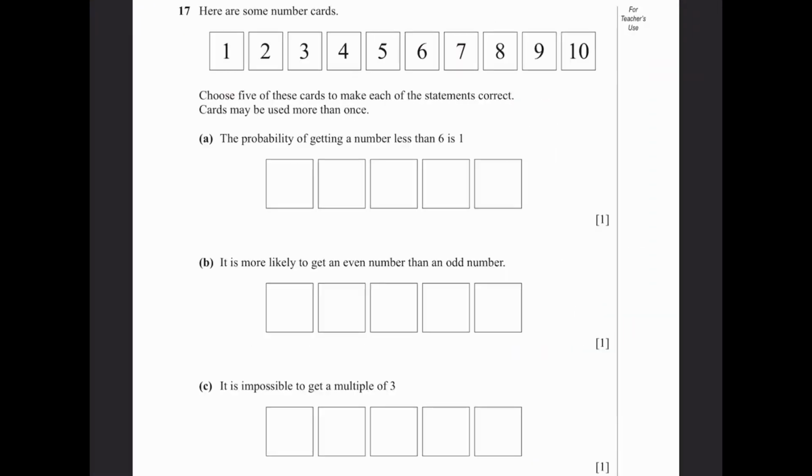Here are some number cards. Choose 5 of these cards to make each of the statements correct. Cards may be used more than once. A. The probability of getting a number less than 6 is 1.